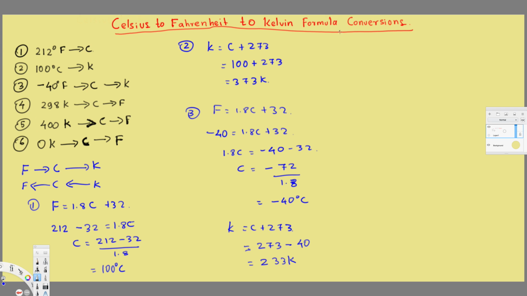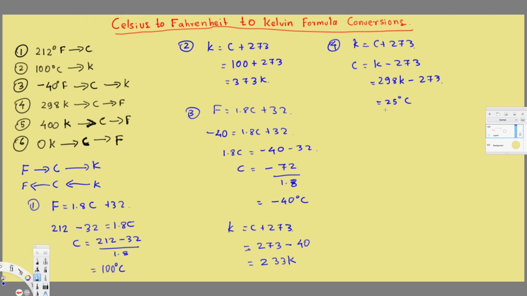Let's do the fourth question. For the fourth question, they have given the Kelvin and they are asking to convert it to Celsius. So we are going to use this formula. K is equal to C plus 273. Here we are trying to find the Celsius. Therefore Celsius is going to be equal to K minus 273. K is provided. In this case that is 298 Kelvin minus 273. And if you subtract this value, that comes out to be 25 degrees Celsius. And this is our Celsius value.